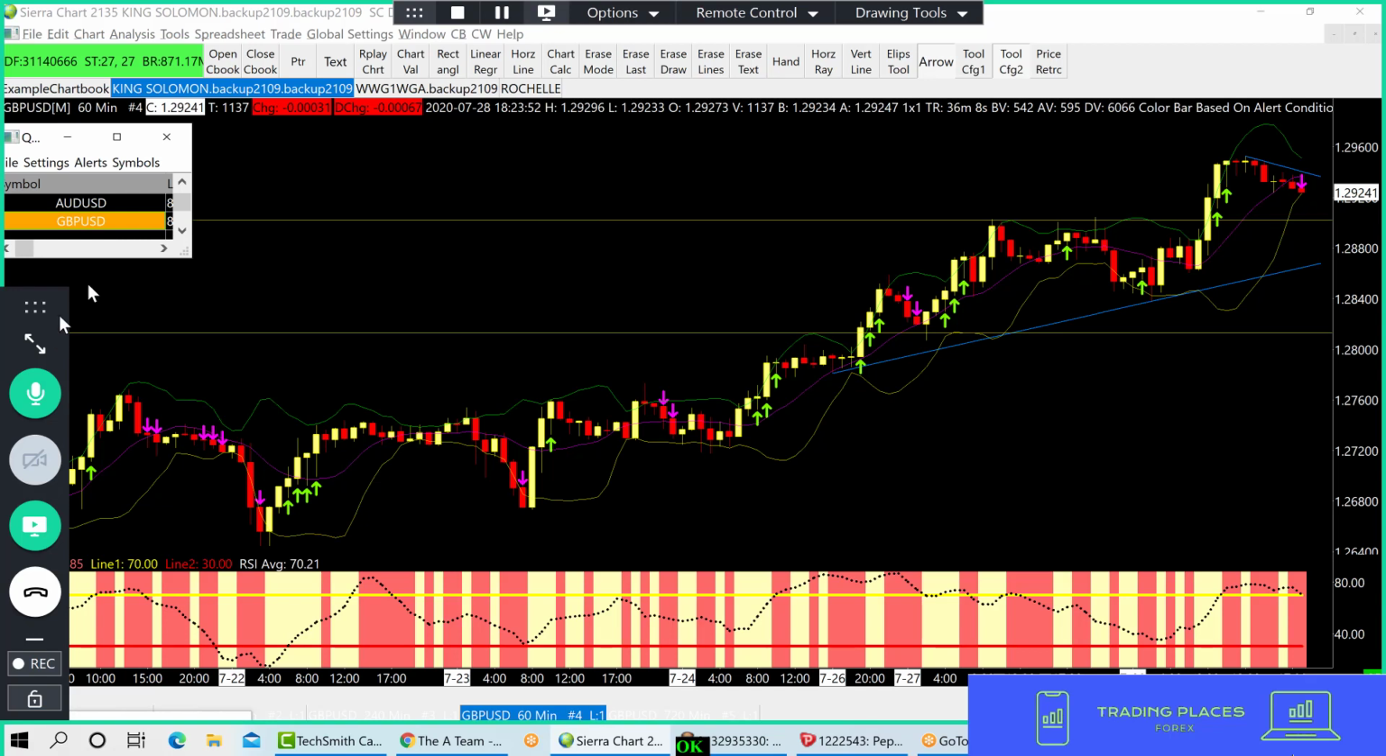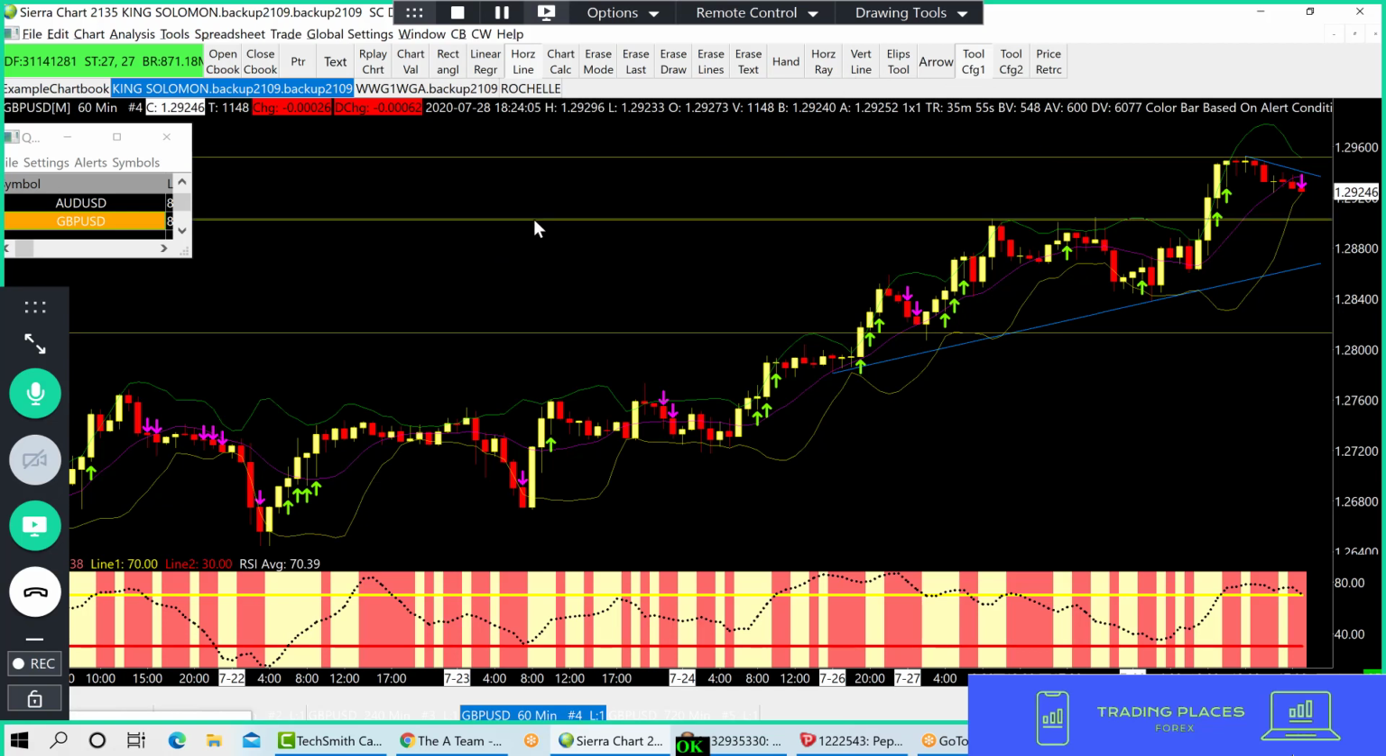I'm looking at pound dollar if you're interested in this trade. I've been looking at it all day. It's at the top of the money right there. And I'm going to take this trade short when it gets to here. Oh, I need a horizontal ray. That's what I need. There it is. I'm going to take this trade right here at 1.2910.